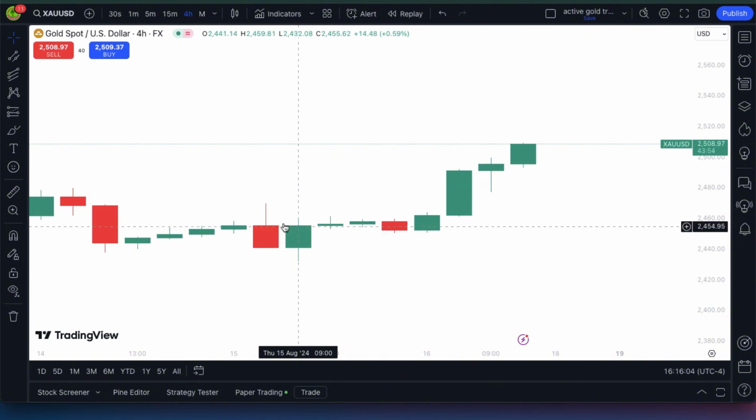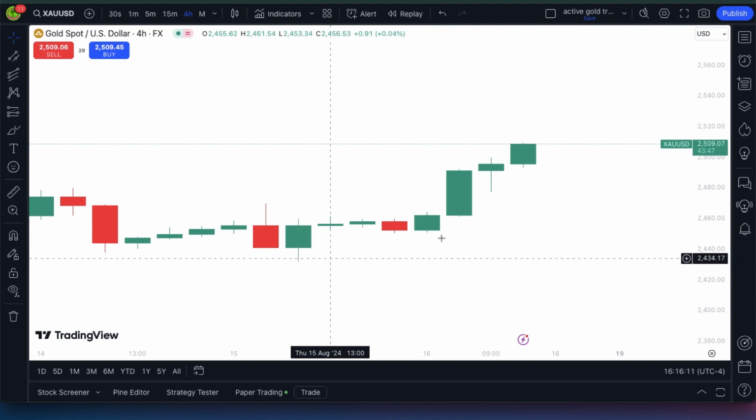This dotted line would have been up here on this candle at a previous point in time, and then it would have been down here on this candle at a different point in time.